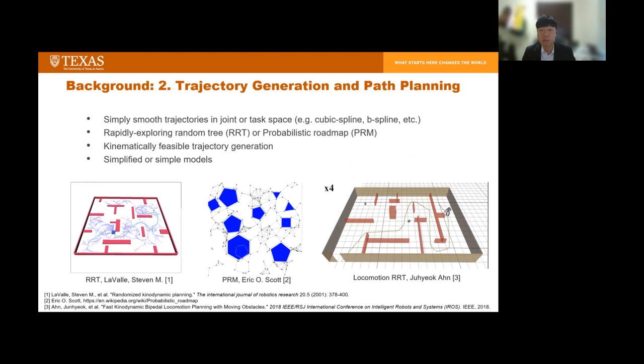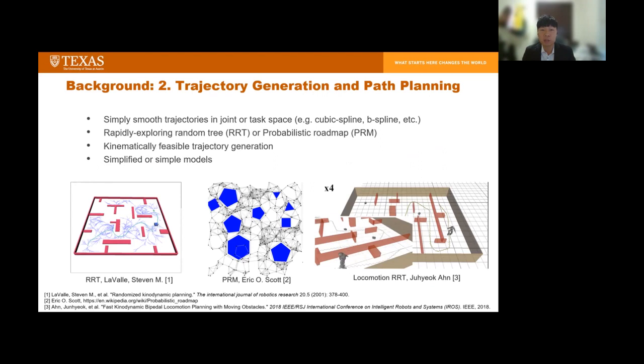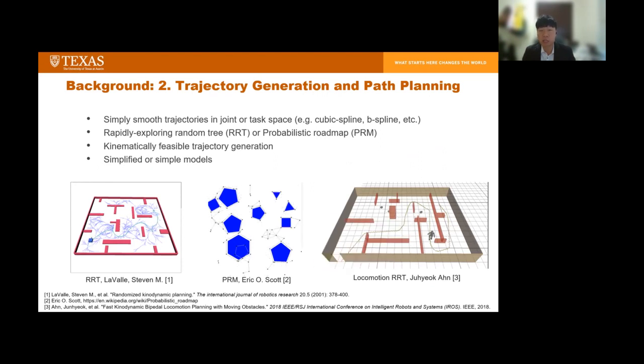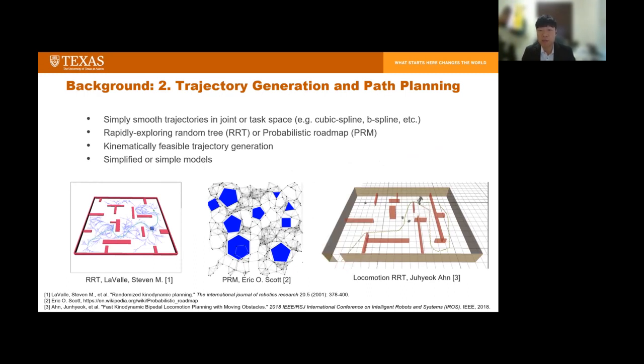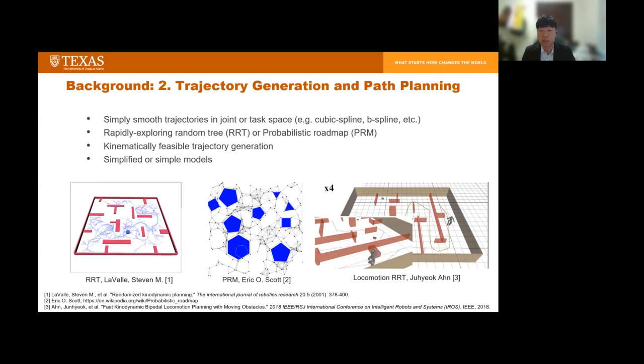Trajectory generation and path planning have been broadly investigated in the robotics community. To make continuous and smooth trajectories, we use many interpolation methods such as cubic spline and B-spline. Also, we have used RRT and PRM techniques, which are based on sampling. However, we use these methods for very simple cases, as you can see in this slide. Most examples are very simple, and they consider only some geometric or kinematic constraints.